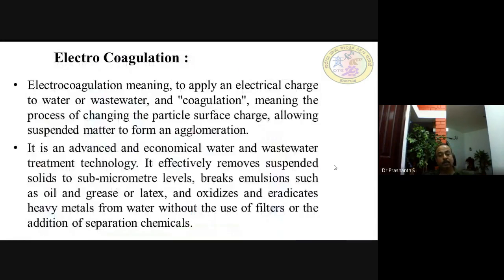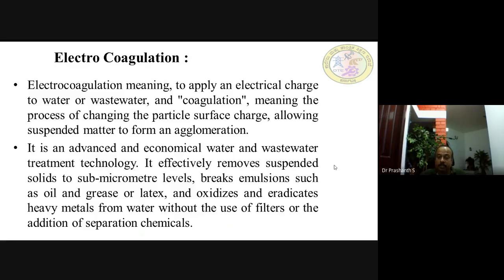Another process which is nowadays being used is called electrocoagulation, which is used for the treatment of wastewater. Electrocoagulation means applying an electric charge to water or wastewater, and coagulation means the process of changing the particle surface charge, allowing suspended matter to form an agglomeration.